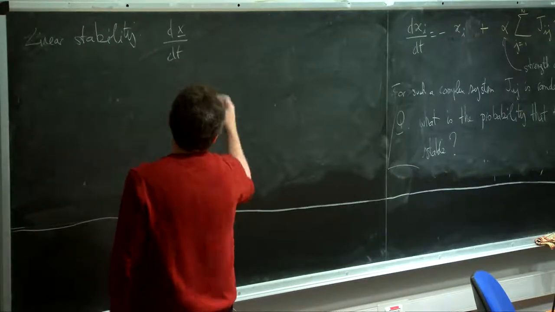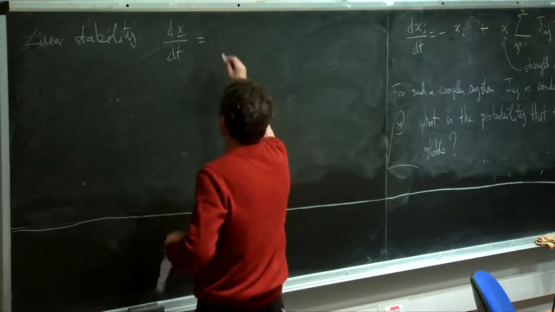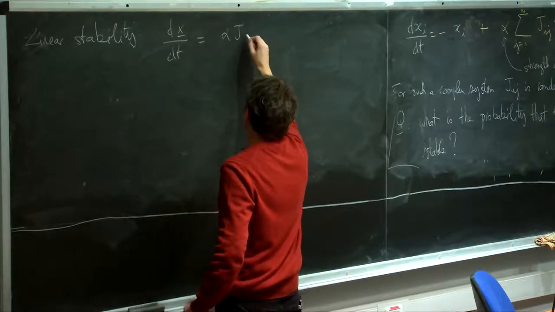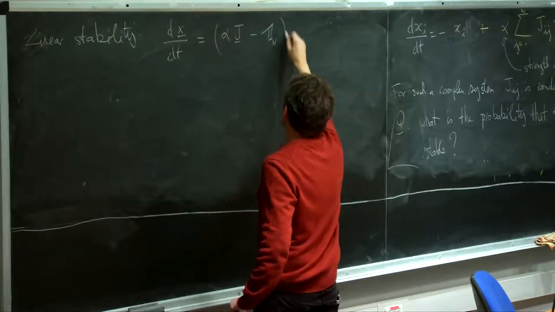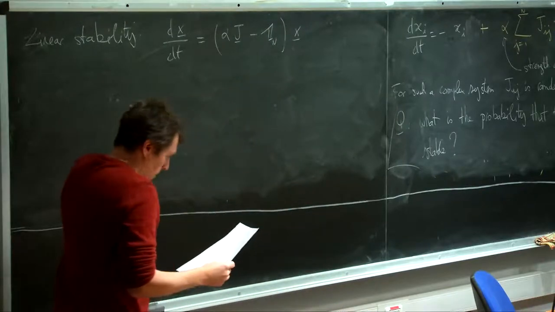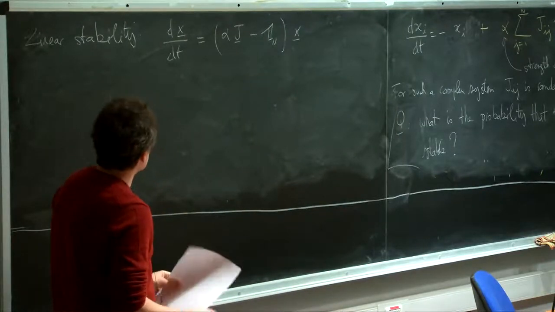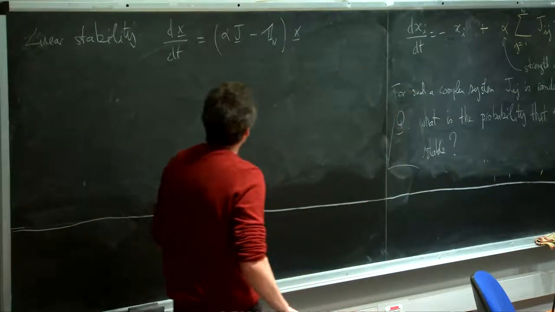And that tells me essentially that I can rewrite this. So x now is a vector which encodes x1, x2, xn. I just use a matrix notation. And I get that this is alpha J minus the identity on n, times x. That's fine, so I just rewrote this linear system like this.